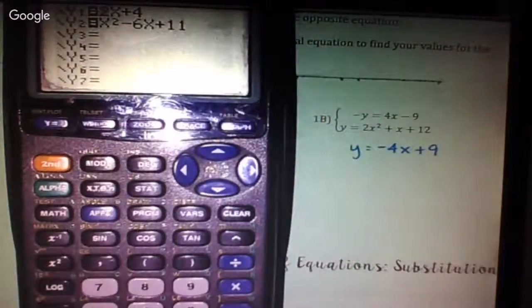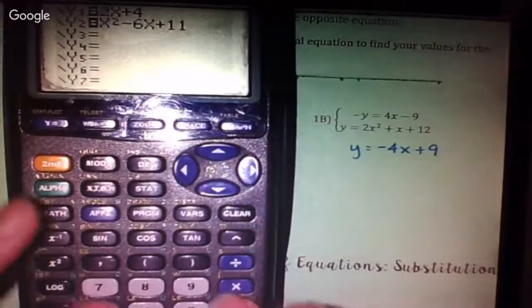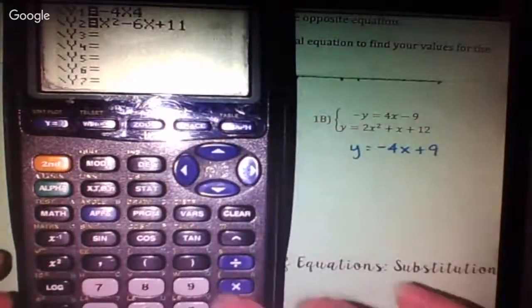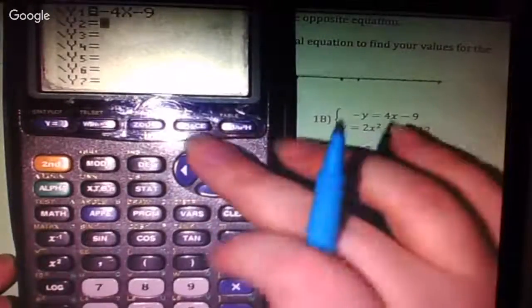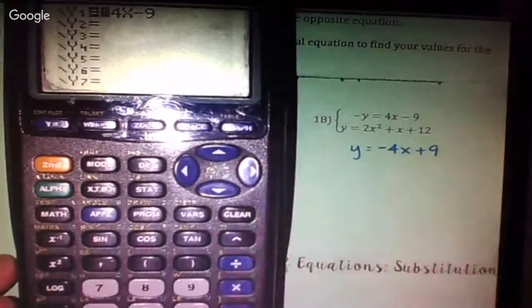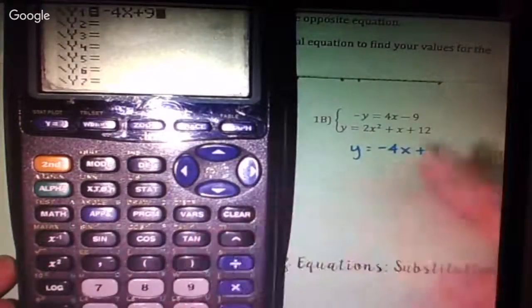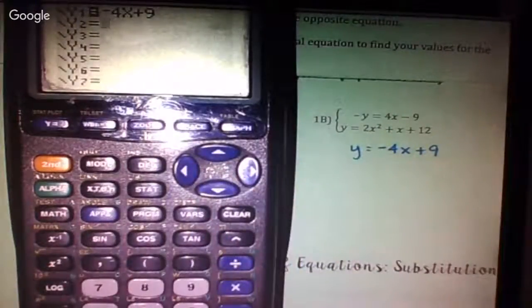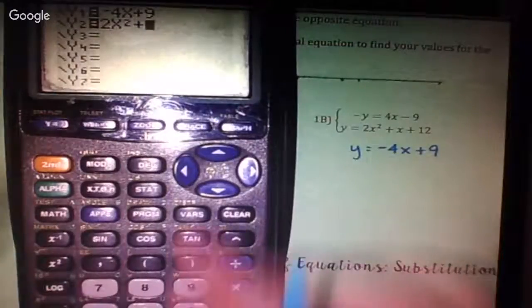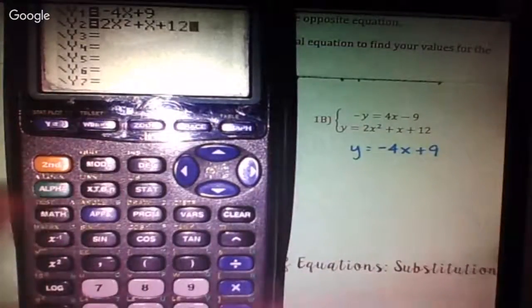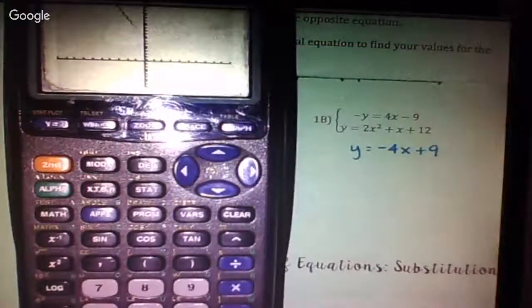Okay, so you want to go back in your y equals and plug in these ones now. So negative 4x minus 9. Oh, I'm sorry, plus 9. You're right. Thank you. Negative 4x plus 9. Make sure you put in negative and not the minus sign, or else it will not graph it. Okay, 2x squared plus x plus 12. And we hit graph. So there's your line. There's your parabola.